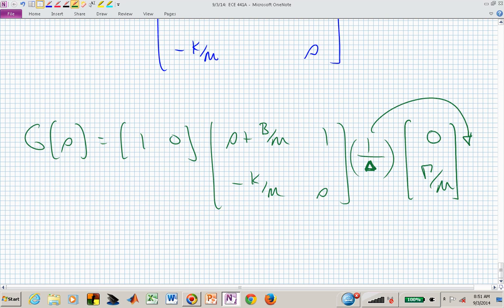If you do that multiplication, you should end up with where delta is our s squared plus b over m s plus k over m. And we were going to do Bode plots and all sorts of things. I went too slow, but I hope now you can see how to find the transfer function from a state space representation.